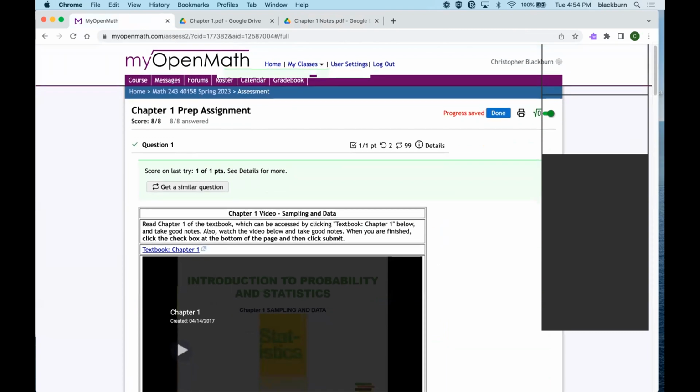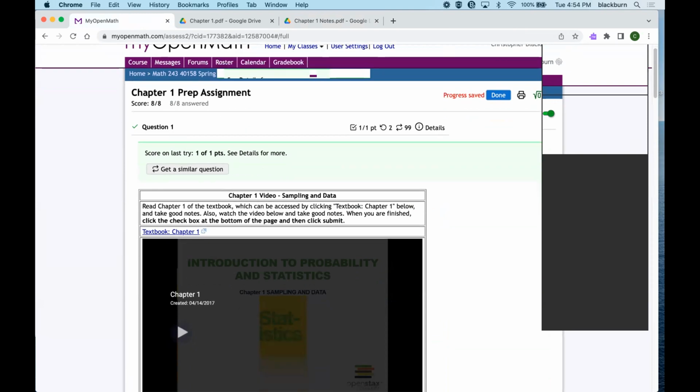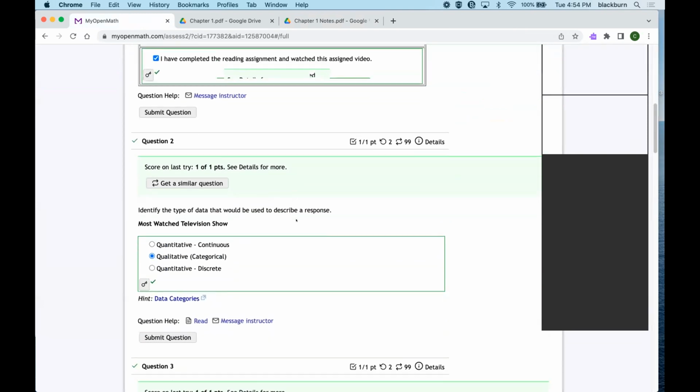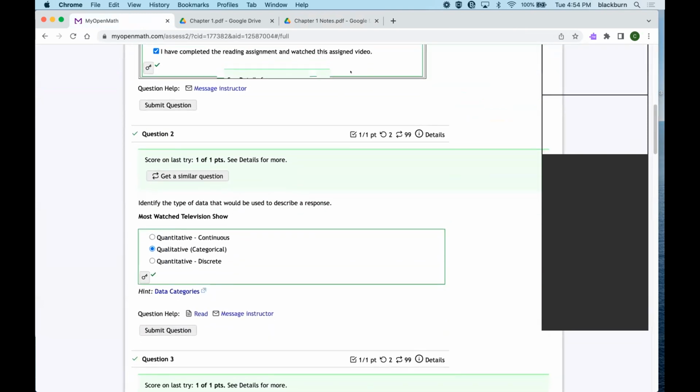So let's see. As you look through, let me pause for a few minutes. Why don't you look through that prep assignment and see if you have any questions? Matter of fact, I'm going to stop sharing, and then you can ask me any questions on that prep assignment. Just take a look through it.